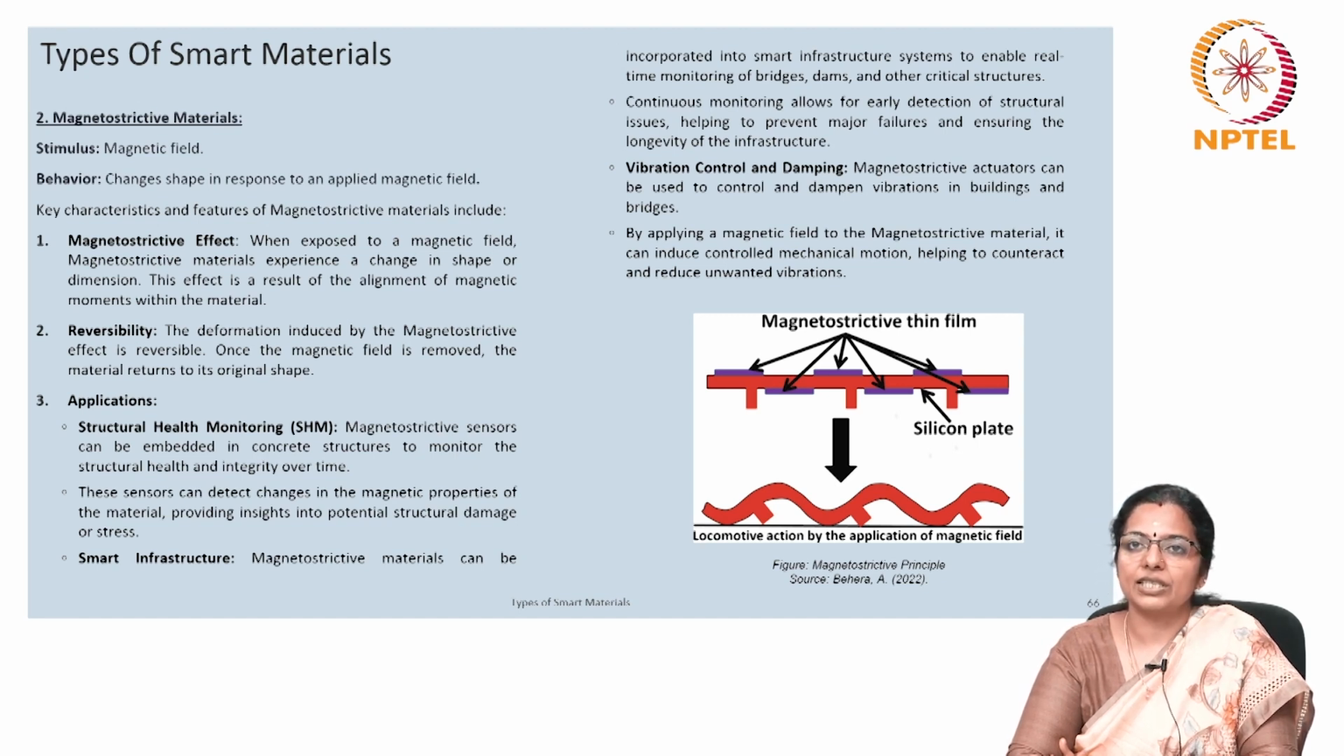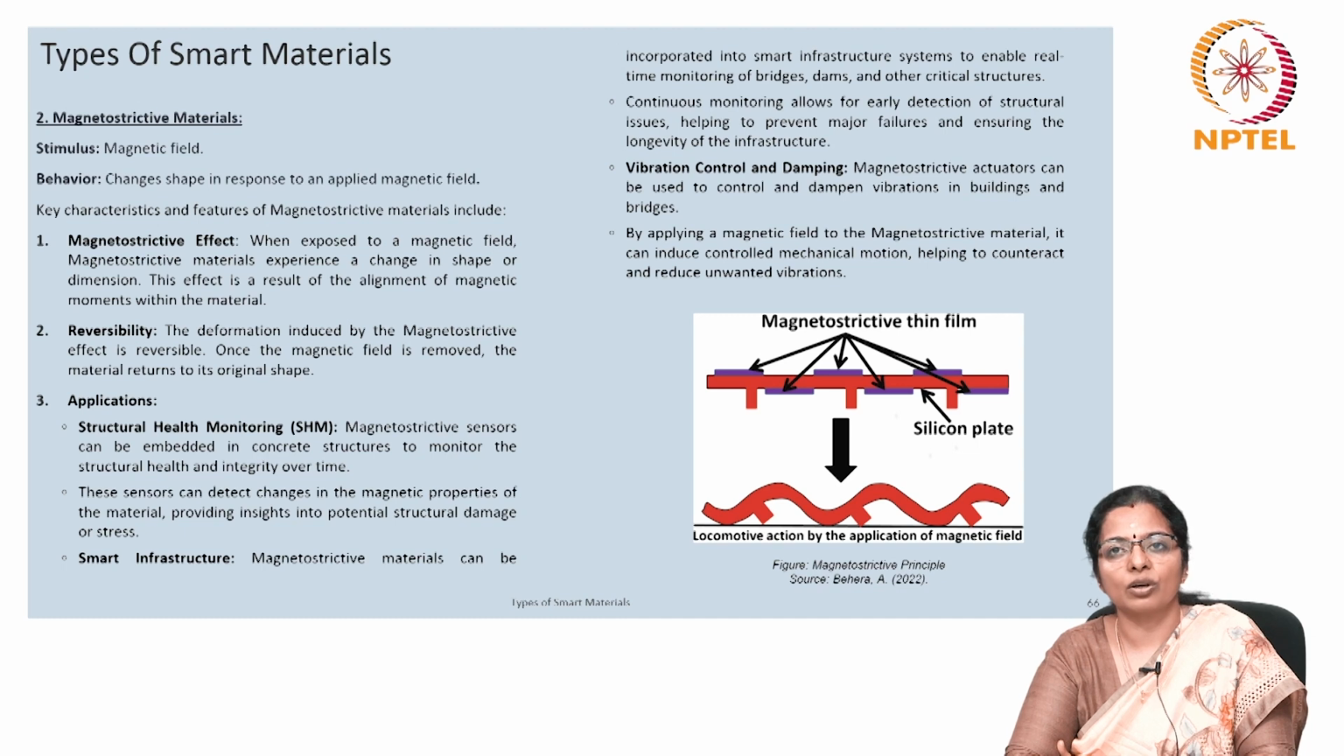Their applications are in structural health monitoring. Magnetostrictive sensors can be embedded in concrete structures to monitor the structural health and integrity over time. These sensors can detect changes in the magnetic properties of the material, providing insights into potential structural damage or stress.